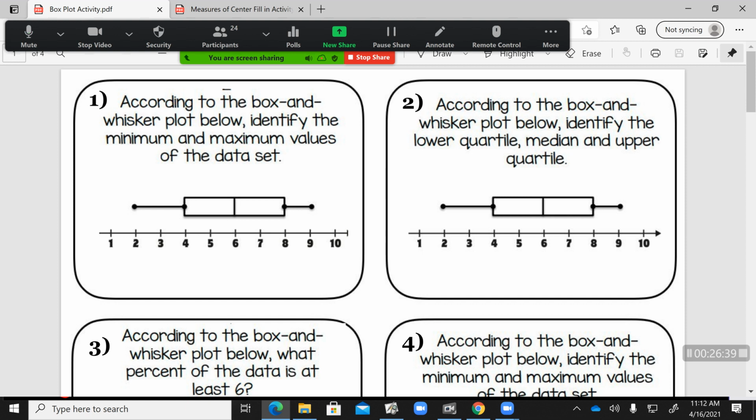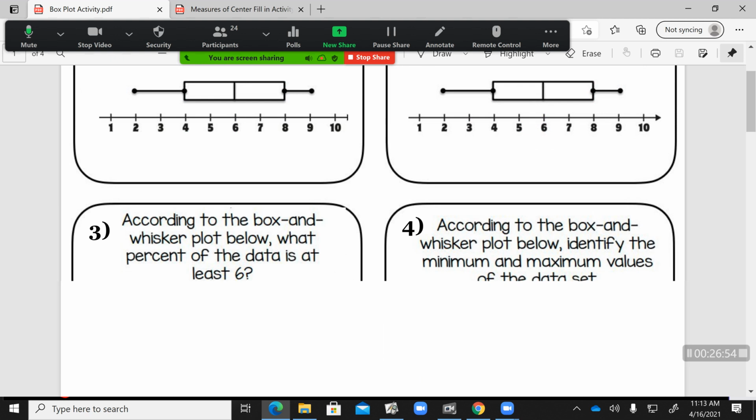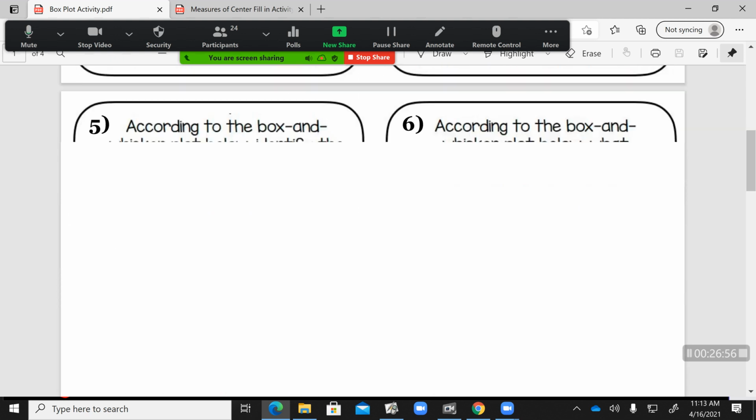Look at number 2. Identify the lower quartile, the median, and the upper quartile. Like I said, quartiles deal with the box. So they're asking for the three values in the box. 4, 6, and 8.